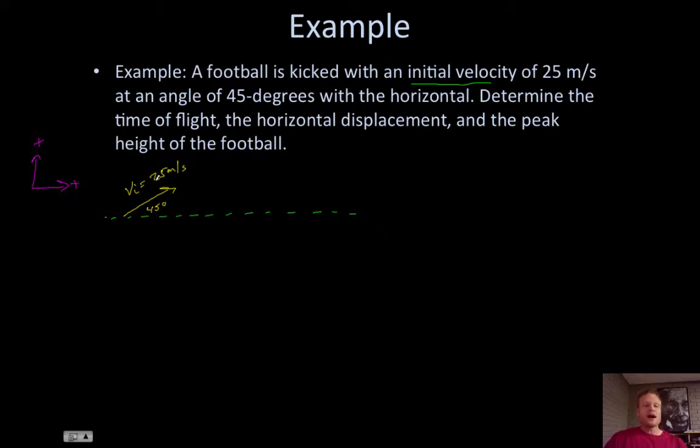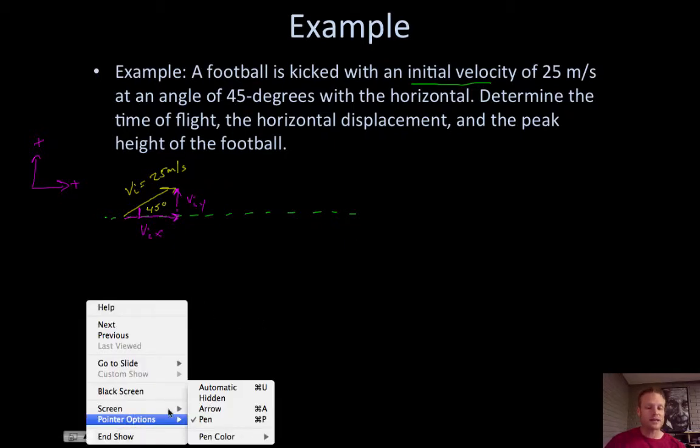So I'm going to break this into components, and the way to do that is, remember, I'm going to draw the x component of this vector, and I'm going to draw the y component of this vector. I'm going to call this bottom part v initial x, which is something I want to solve for, and this part right here v initial y, which is also something I'd like to solve for. And the angle is 45 degrees right in here.